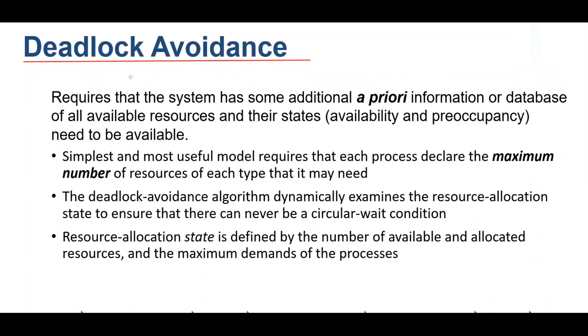Dear student, the deadlock avoidance method requires that a system must have a prior database, or prior information, about all available resources. The system must have what? The system must have prior information, a prior database, about resources and about their available states.